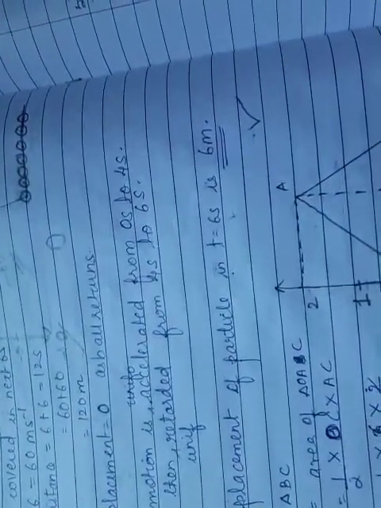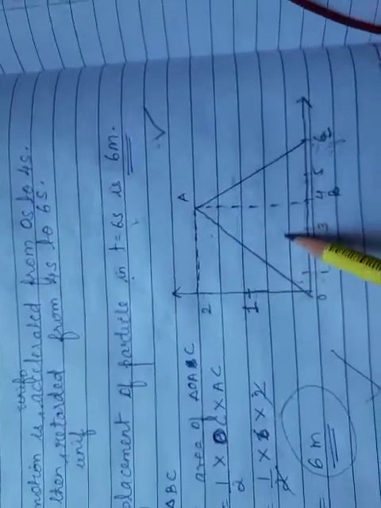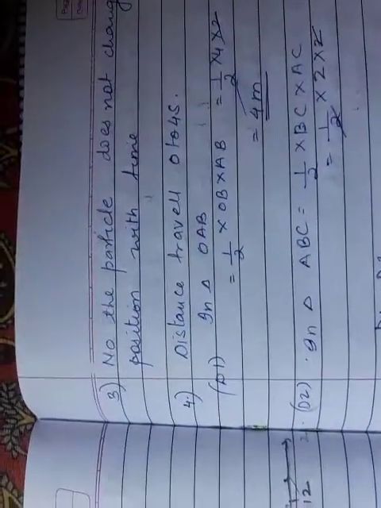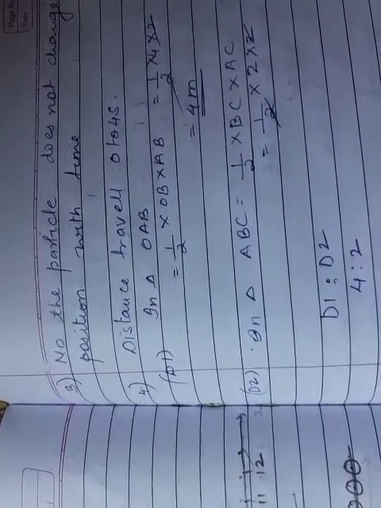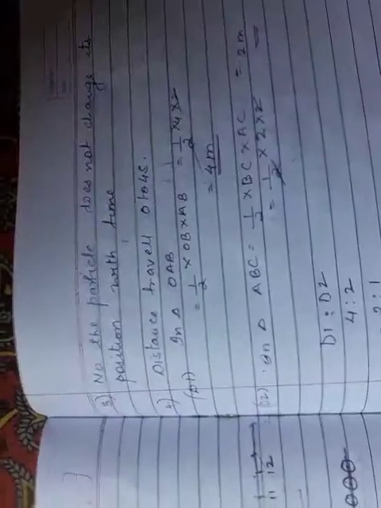Then the third question, does the particle change its direction? No, it is not changing its direction. No, the particle does not change its direction with time. Then you have to compare the distance traveled by the particle from 0 to 4 seconds and then from 4 to 6 seconds. So first we will see the distance traveled from 0 to 4 and then from 4 to 6 seconds.